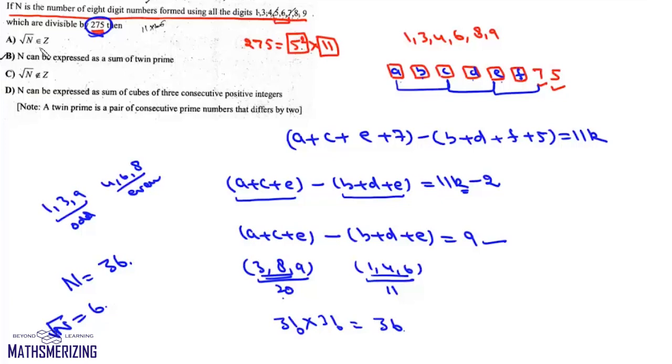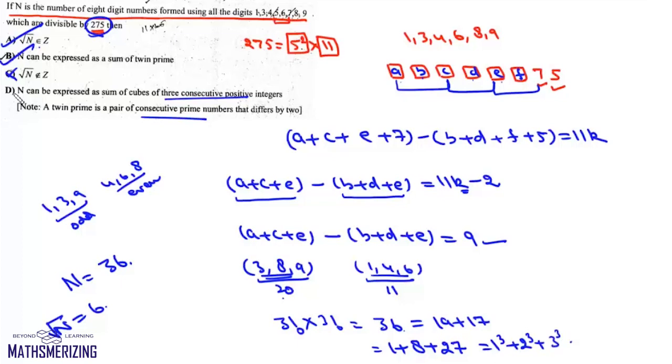Now under root of n is 6. So under root of n belongs to Z. Option A is correct. N can be expressed as the sum of twin primes, and twin primes are a pair of consecutive prime numbers. So we can write this as 19 plus 17, and they are consecutive primes. So that means this option B is also correct. Under root n doesn't belong to Z, so option C is incorrect. And D is n can be expressed as the sum of cubes of 3 consecutive positive integers. So we can write this as 1 plus 8 plus 27, which is 1 cube plus 2 cube plus 3 cube, and that's your option D. So the correct options are A, B and D.